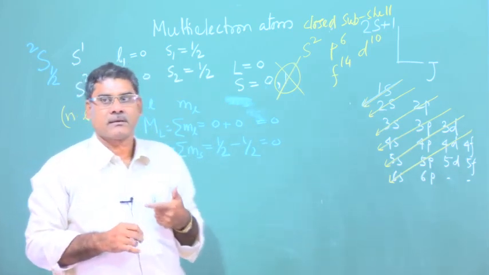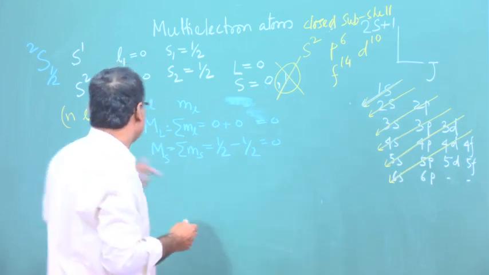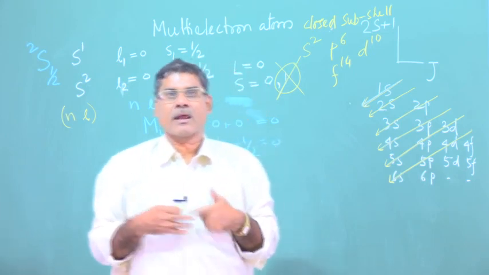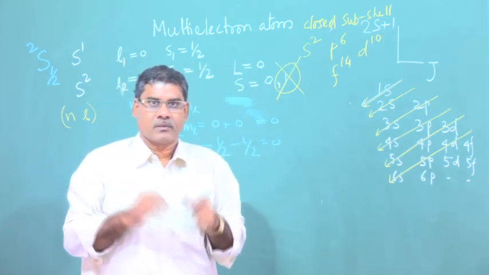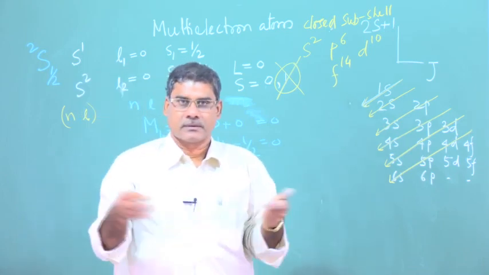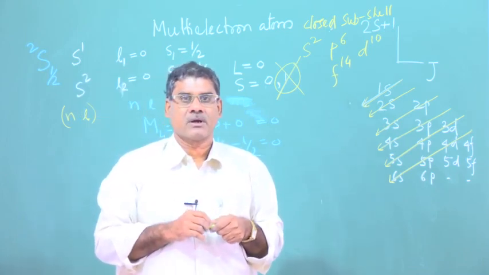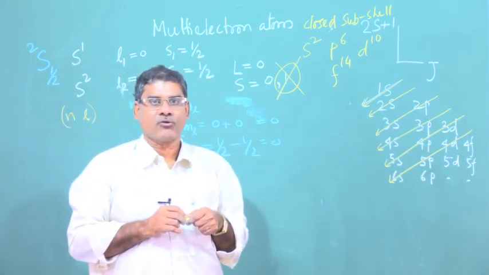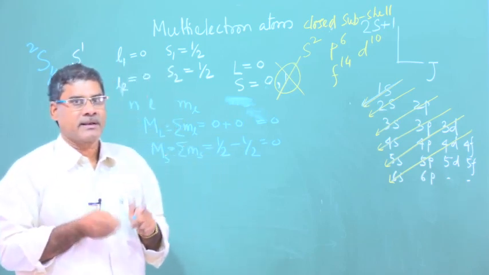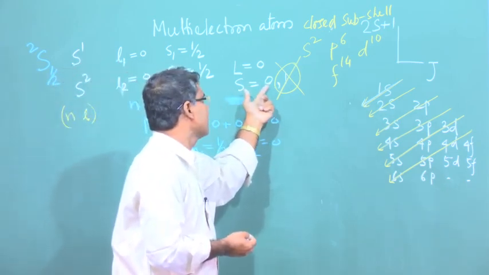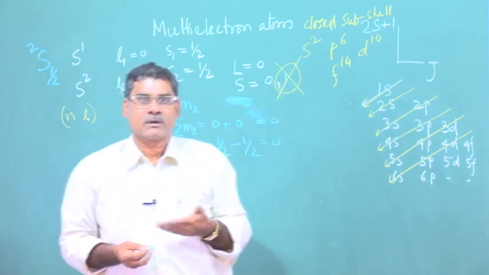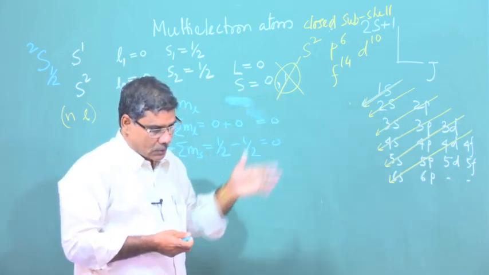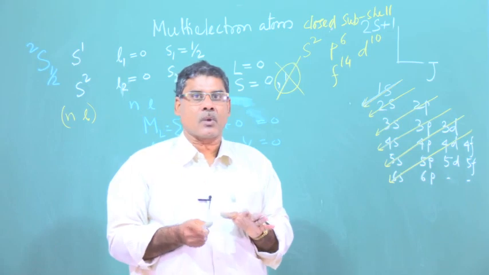those electrons are called equivalent electrons. And if either n or l or both are different for 2 electrons or more than 2 electrons, then those electrons will be called non-equivalent electrons. Okay. So, for non-equivalent electrons, S equal to 0 and S equal to 1 are both allowed, because they will not violate the Pauli exclusion principle. So, for non-equivalent electrons there is no problem.